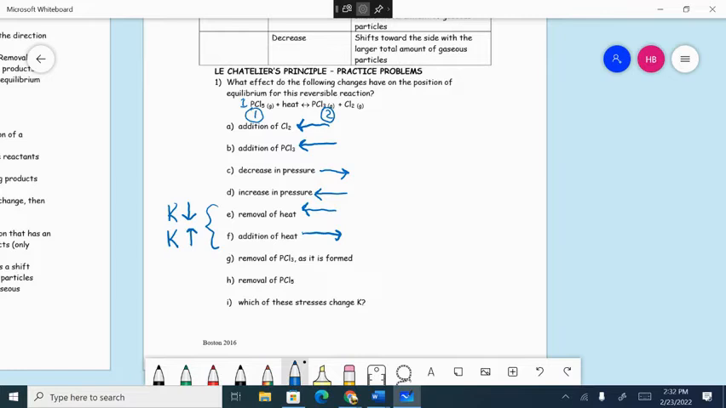If I remove a product, it'll shift towards the products to fill that up. If I remove a reactant, it'll shift towards the reactants to fill that void. The only stresses that change K are E and F, that change in temperature stress.